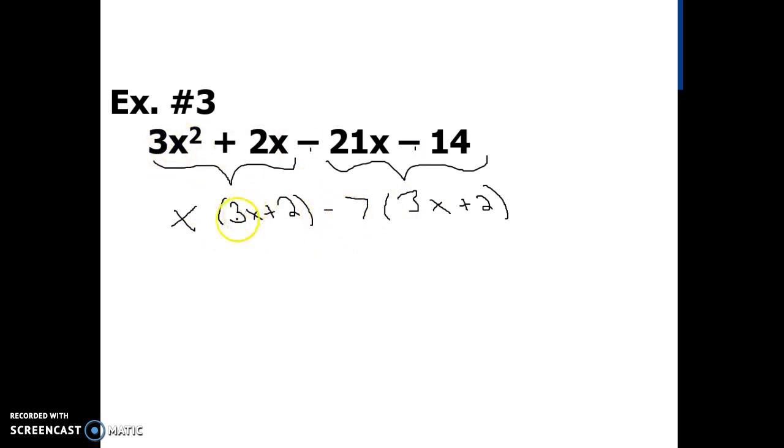But for the first two terms, I took an x out. That was all that was shared. That was your GCF. I have 3x plus 2 left over. Over here, I took out a negative 7. I have 3x plus 2 left over.